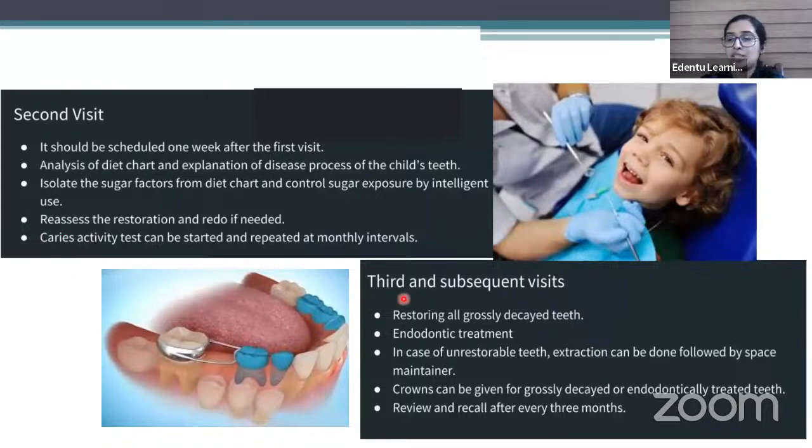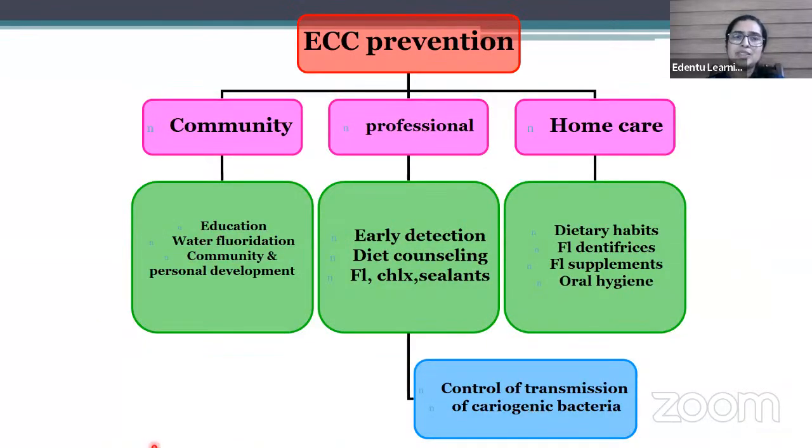Now getting on into the third as well as the subsequent visits, in which you will have to go for restoring of the grossly decayed tooth, endodontic treatment, crowns, as well as review and recall after a time period of 3 months. Okay. Yeah, so this is a flow chart which could help you with the prevention of ECC. So it should be done at the community level, at a professional level, and also at the home care level. Okay, so just have an idea.